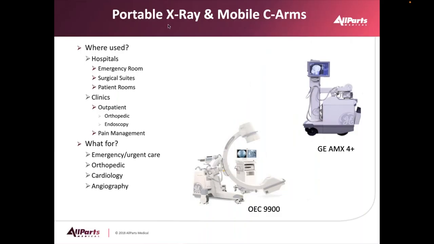Where are portable X-ray and mobile C-arms used? They're used in the emergency room. They're used in surgical suites. They're used in patient rooms. Also, you will find them in clinics, outpatients. You find them in orthopedic and endoscopy and pain management departments. What are they used for? They're used for emergency urgent care, orthopedics, cardiology, and angiography.